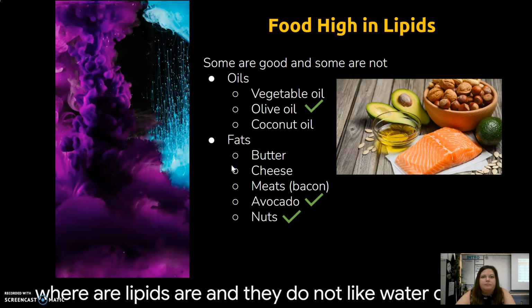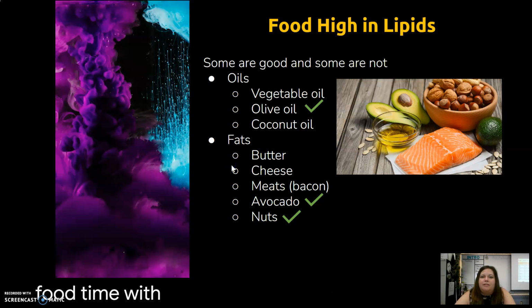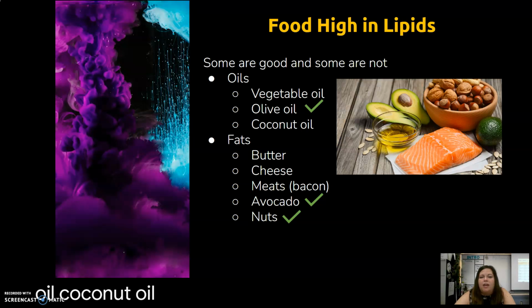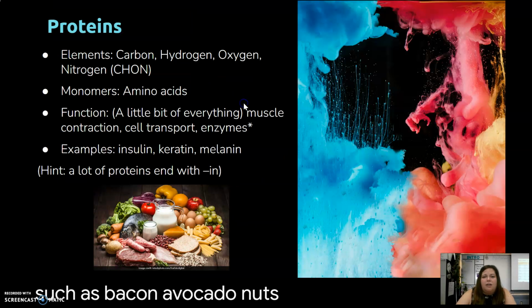Foods high in lipids, we've got oils like vegetable oil, olive oil, coconut oil, and then fats like butter, cheese, meats such as bacon, avocado, nuts.